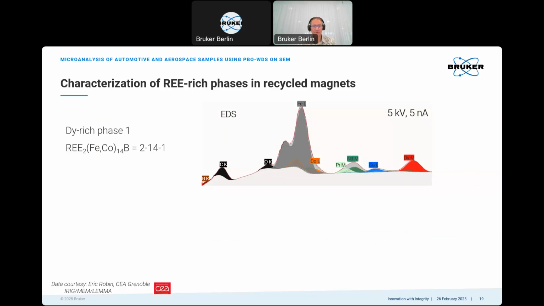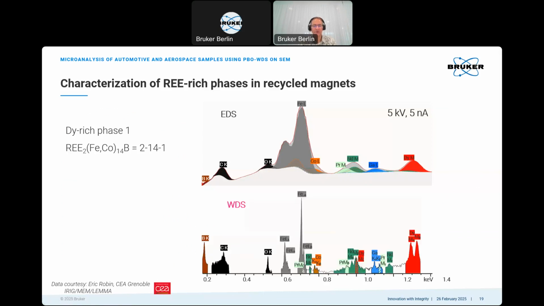Now we struggle with severe overlaps, even more overlaps than with the K lines we had before, now with the rare earth element M lines. So there's overlap of neodymium, praseodymium, and so on. There's overlap of the cobalt and iron in this phase. So difficult to determine. It's much easier to analyze the samples with WDS because of the high spectral resolution.